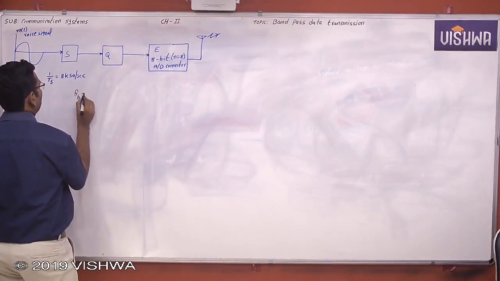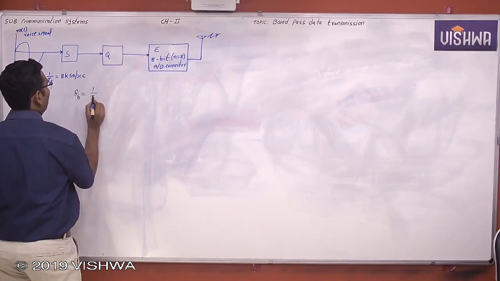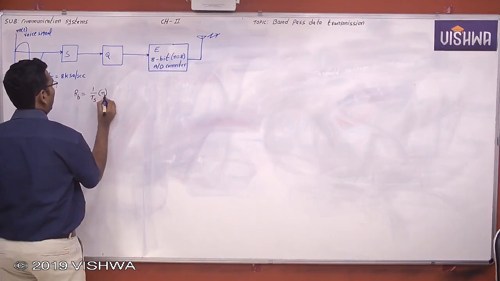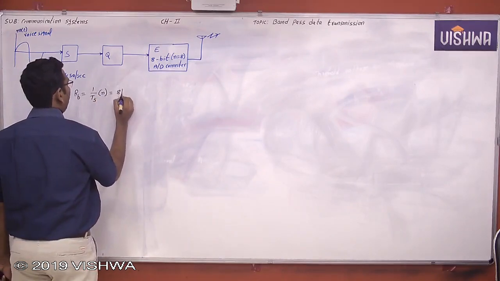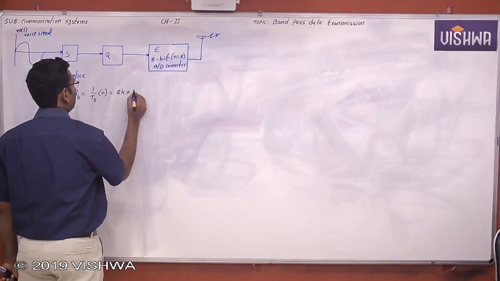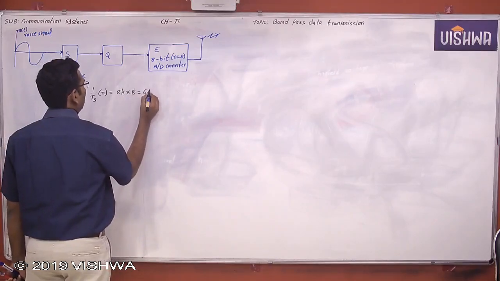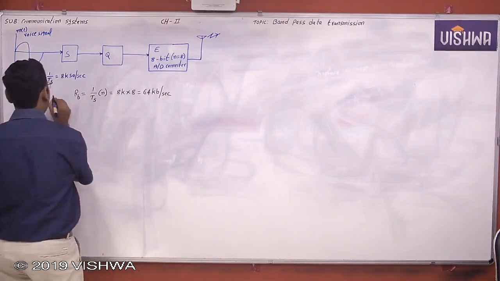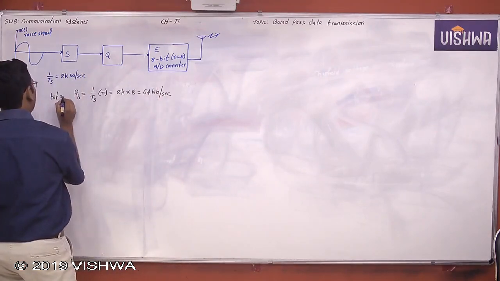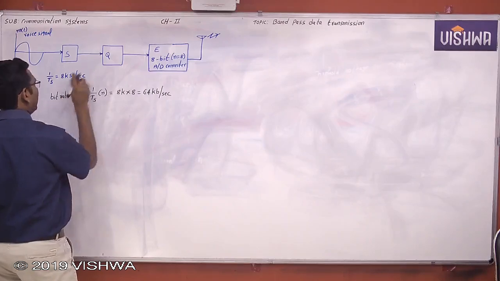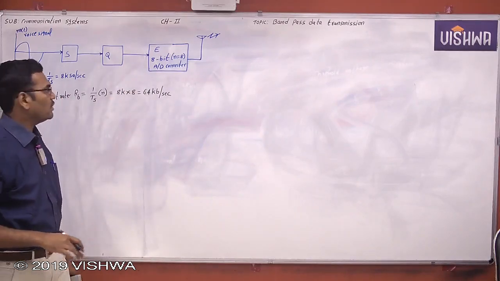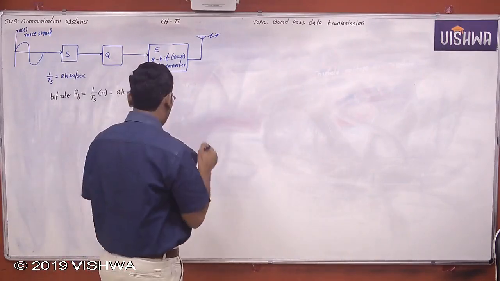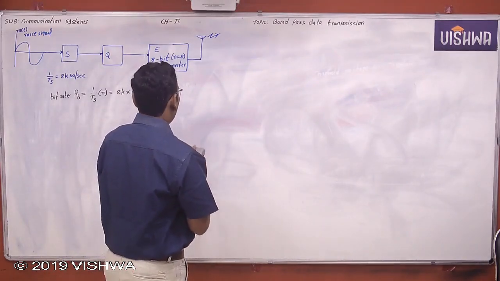Bit rate of the PCM system, Rb, is equal to 1 by Ts into N. What is 1 by Ts? 8 kilo into N. What is N? 8, which is equal to 64 kilobits per second, the bit rate in the case of the PCM system, because he has already mentioned PCM: sampling, quantization, encoding. Now, what is the bandwidth after modulation?